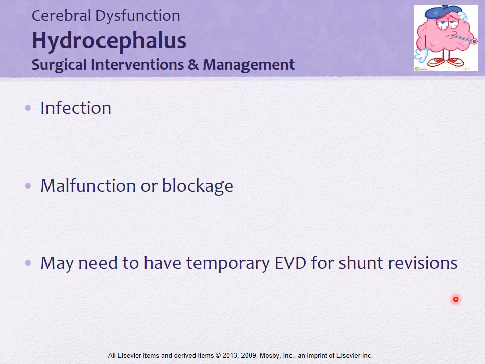As far as things you want to be aware of with surgical intervention is infection. Infection is going to be the most serious post-placement of a shunt, or any surgery, but if they're having a shunt, they're going to live with it for a very long time. So they want to watch for infection, and they're at greatest risk 1 to 2 months after they put the shunt in. Another issue can be a malfunction or a blockage.